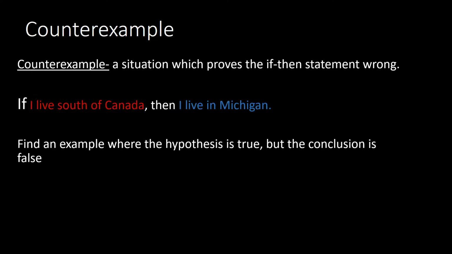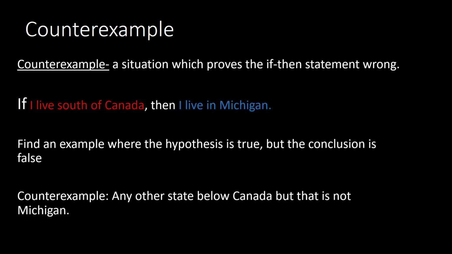So if you live in Oklahoma, would you therefore live in Michigan? Well, no. Oklahoma is south of Canada, but it does not mean that you're living in Michigan. So Oklahoma, California, and really any state that is south of Canada that's not Michigan would be a counterexample. So that's how counterexamples work. This is a basic illustration, but the concept is that you want to make the hypothesis true, but the conclusion false.